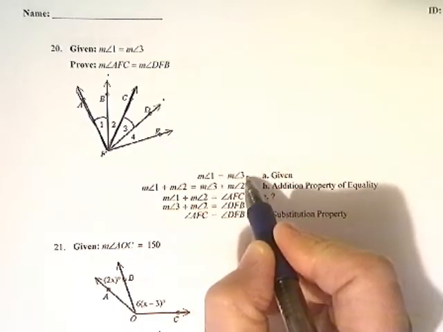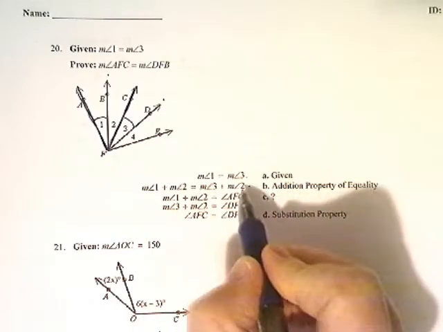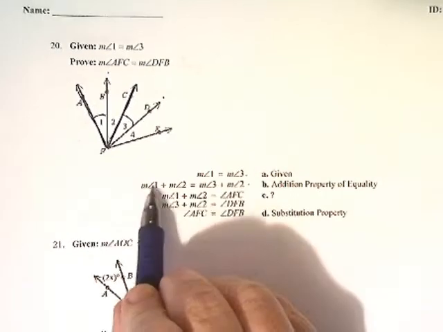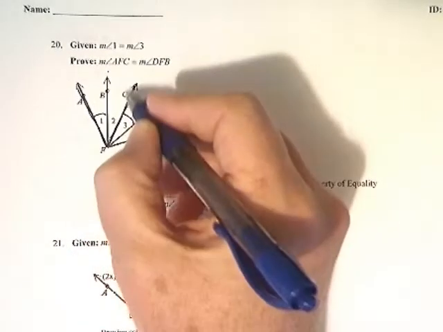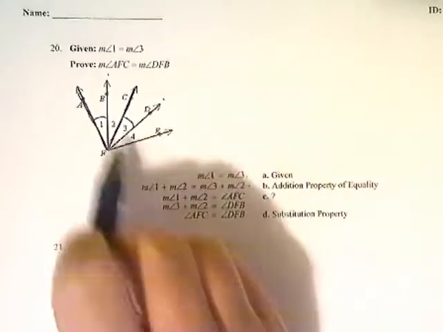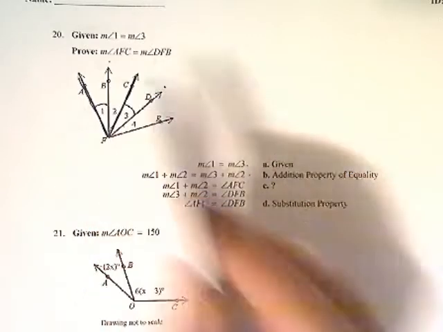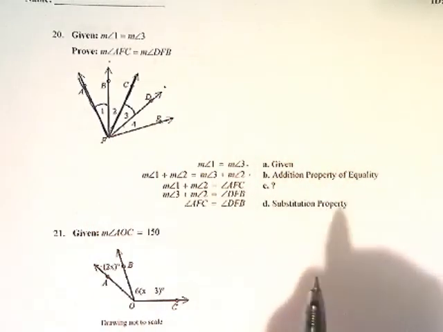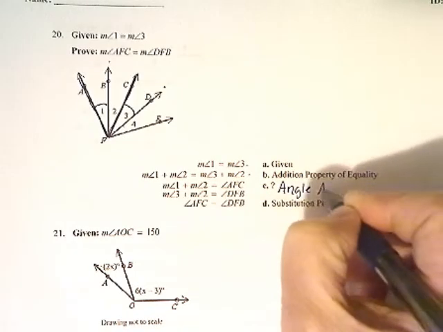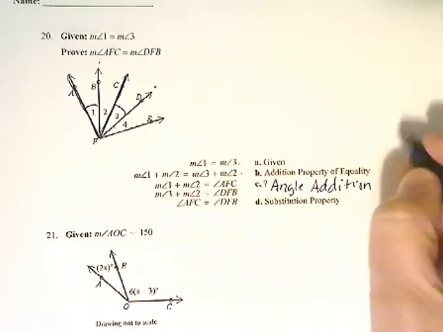And then the measure of angle 1 plus the measure of angle 2 is equal to the measure of angle 3 plus the measure of angle 2. Now we went from this line to this line. What we did was we added the measure of angle 2 to each side. That's the addition property of equality. Now, the measure of angle 1 and the measure of angle 2 make up angle AFC. The measure of angle 3 and the measure of angle 2 make up angle DFB. So what did we use there? Angle addition postulate.